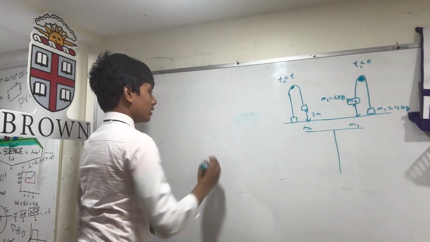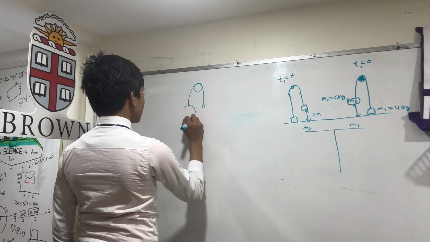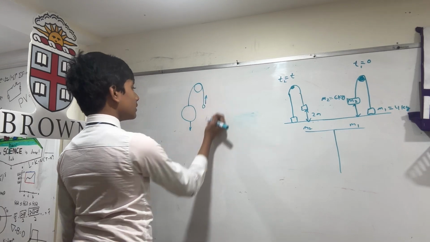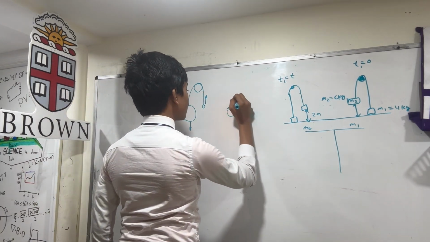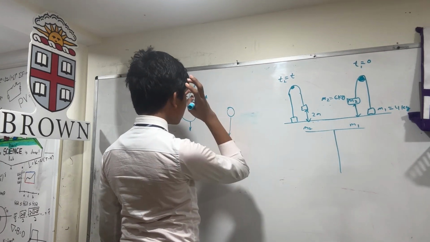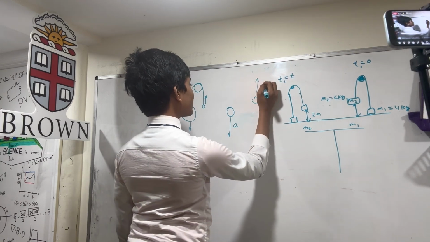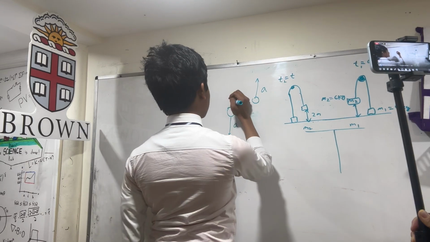Basic intuition. We know that if one mass is heavier than the other, that side will go down, while the other side will go up. But additionally, we know that if one side moves down at some acceleration, the other one has to move up with the same magnitude of acceleration.